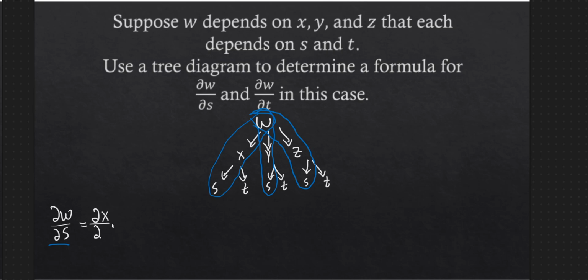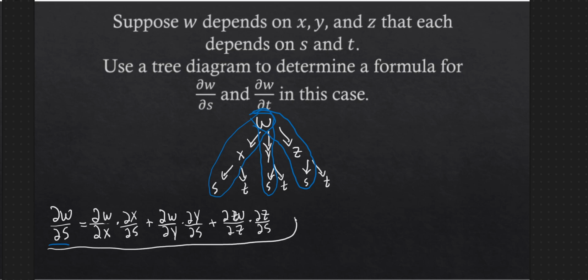So we should have three terms, each with two factors. Going through X, partial W with respect to X, times partial X with respect to S, plus another one going through Y, partial W with respect to Y, times partial Y, partial S, and finally going through Z, partial W, partial Z, times partial Z, partial S. And so there would be the chain rule for partial W, partial S.